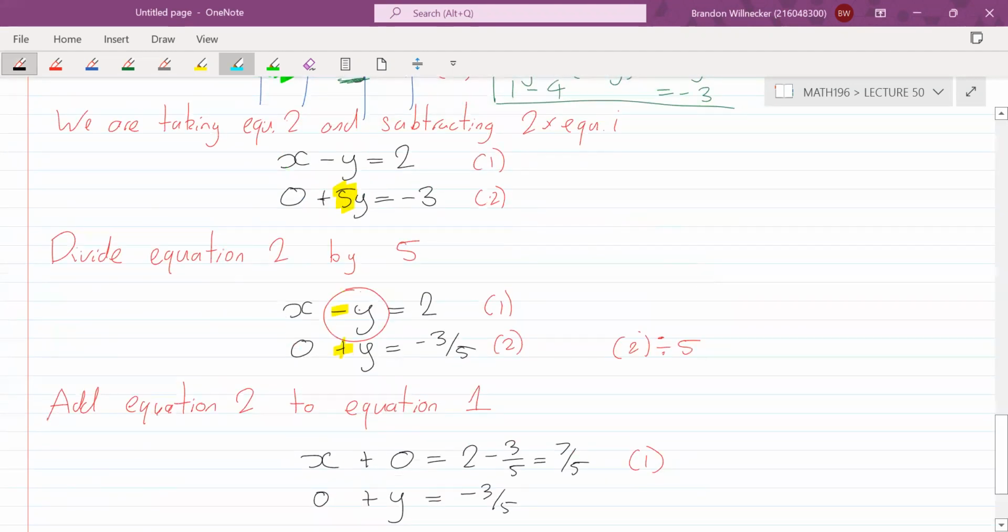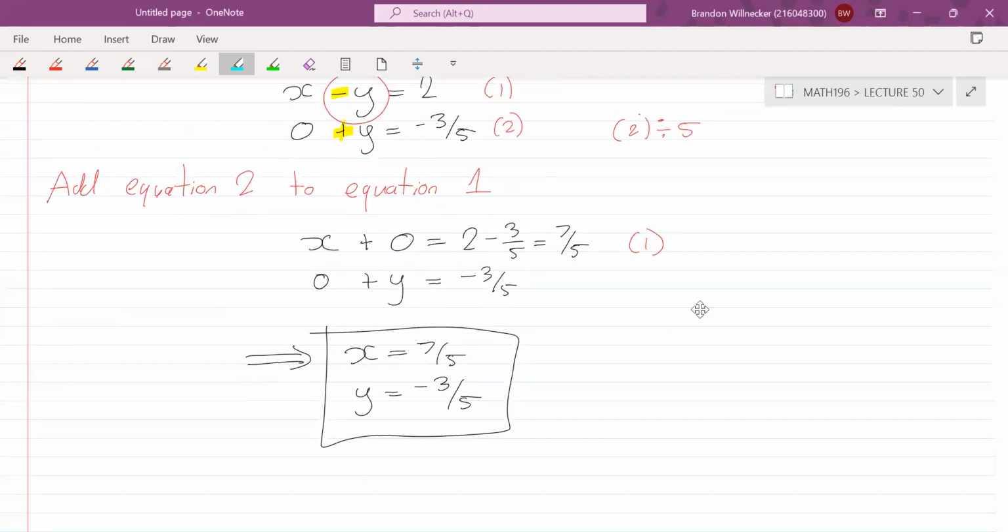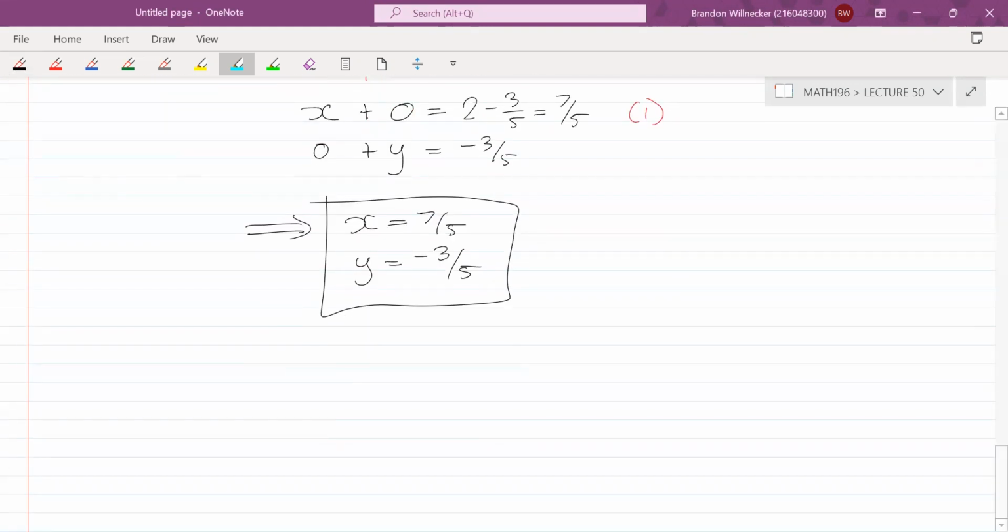Then in the first equation, we want x by itself. So we add equation 2, and that gets rid of the y. Okay, and that gives us x by itself. And then after all of that, we have two equations where the first one is x by itself, and the second one is y by itself. Okay, so let's just rewrite the operations that we can do and have a look at another example.